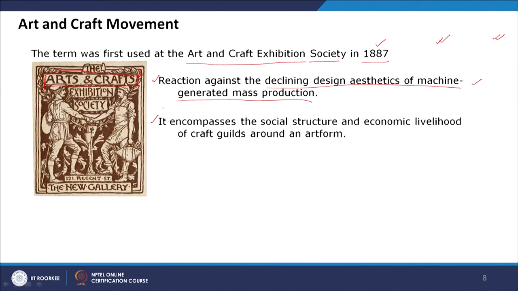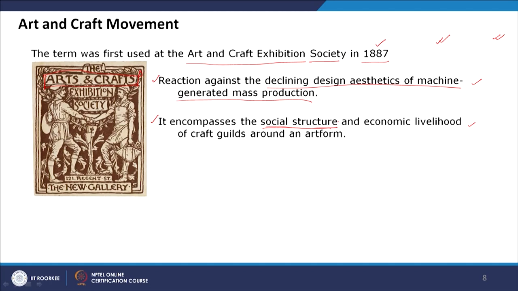And then it encompasses the social structure and economic livelihood of the craft guild around the art form. There it is slightly different from Art Nouveau. In Art Nouveau they used new technology, and they blended the earlier aesthetics together, and then they generated something new where they have taken help from the new technology. But here the Arts and Crafts movement is focusing on the social structure and economic livelihood of the artisans. The artisans used to stay in the craft guild, and their well-being was very much focused on in the Arts and Crafts movement. You can see the poster. So artisans meet architects, that kind of social model was there, which was also seen from the poster as well.